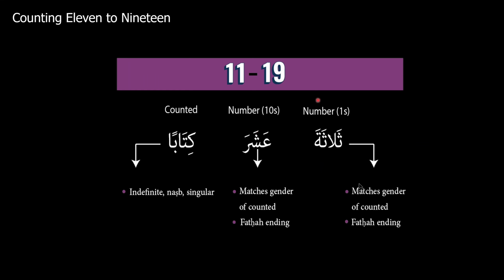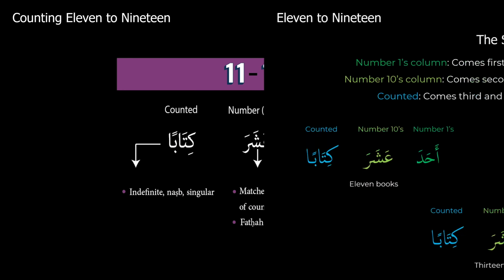So first we have the number in the ones column, and then after that the number in the tens column, and then the counted. And the number in the ones column is going to match the gender of the counted, and it's going to have a fatha ending. And the number in the tens column is going to match the gender of the counted as well, and also have the fatha ending. And the counted is going to be indefinite, nasb, and singular. So now let's take a look at a few examples.